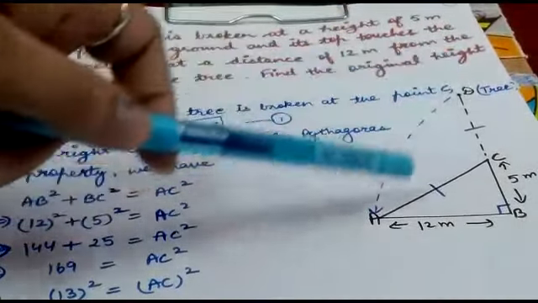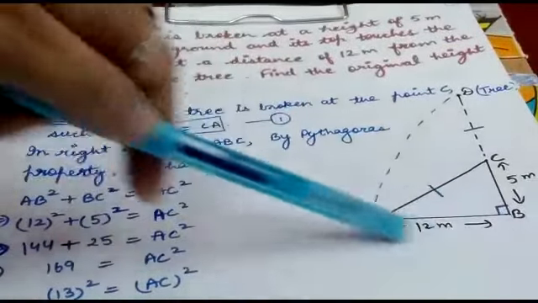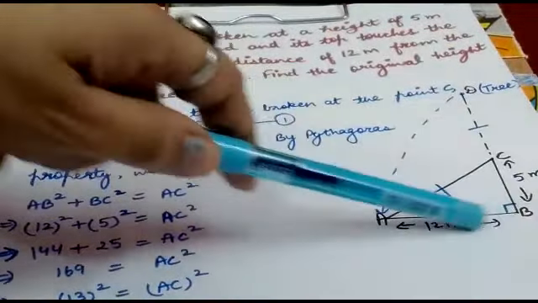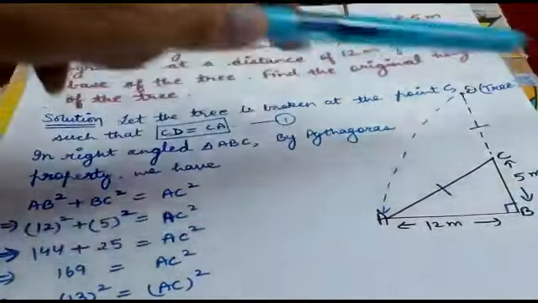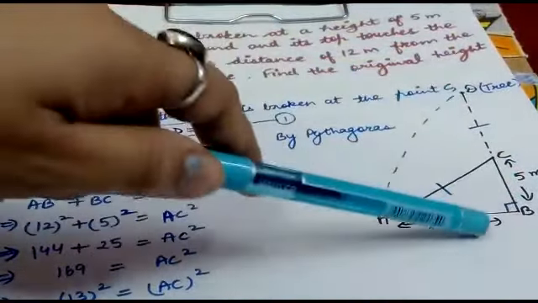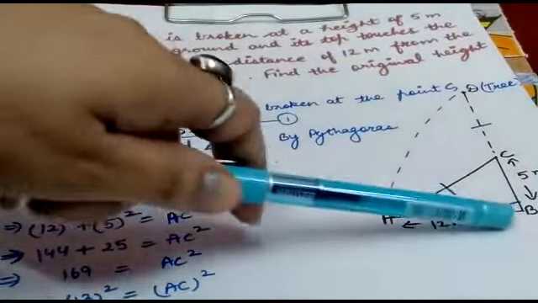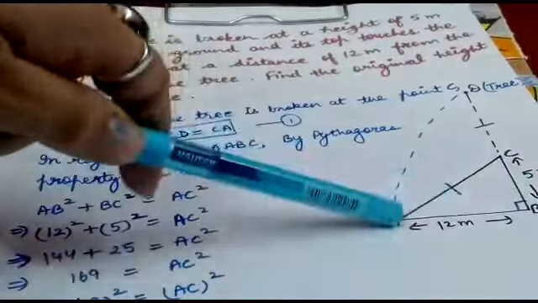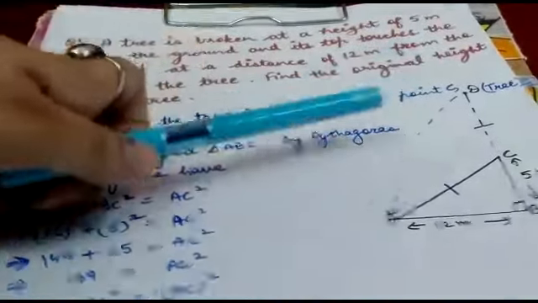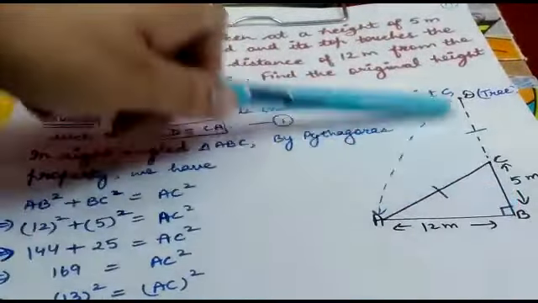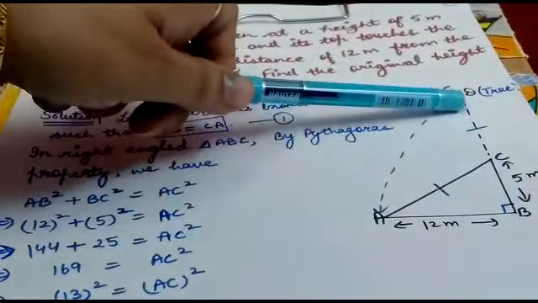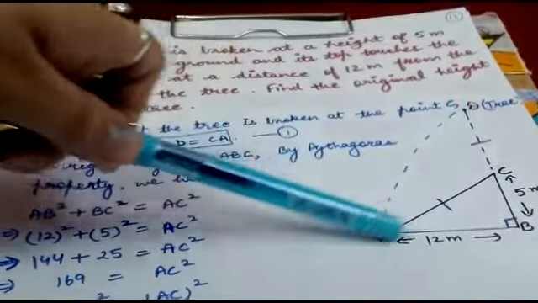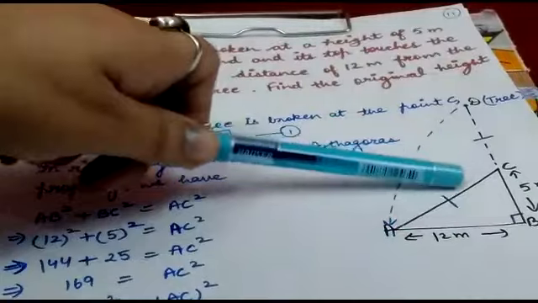Its top, meaning D, touches the ground at a distance of 12 meters from the base of the tree. That means this is the base of the tree, this is the top of the tree, and this is the distance of 12 meters from the base of the tree. Now find the original height of the tree. Now you have to find out this BD. That means the original height is this. This CD is broken down, and this is fallen down here, and it will become AC.